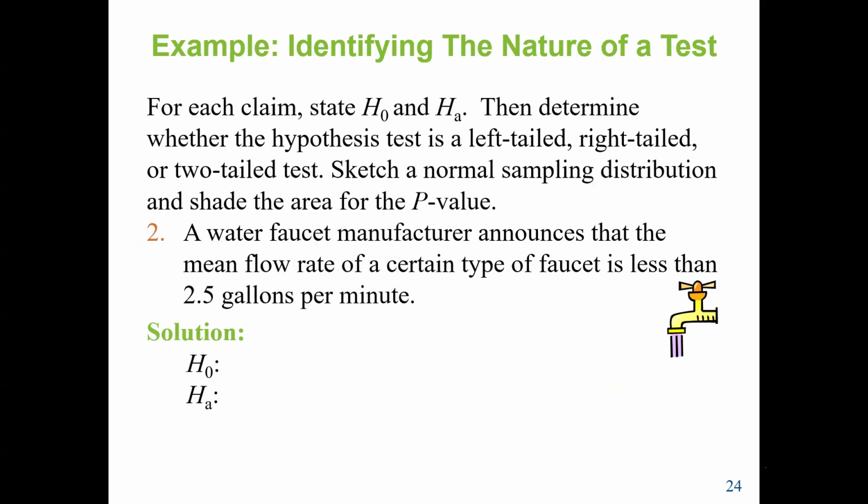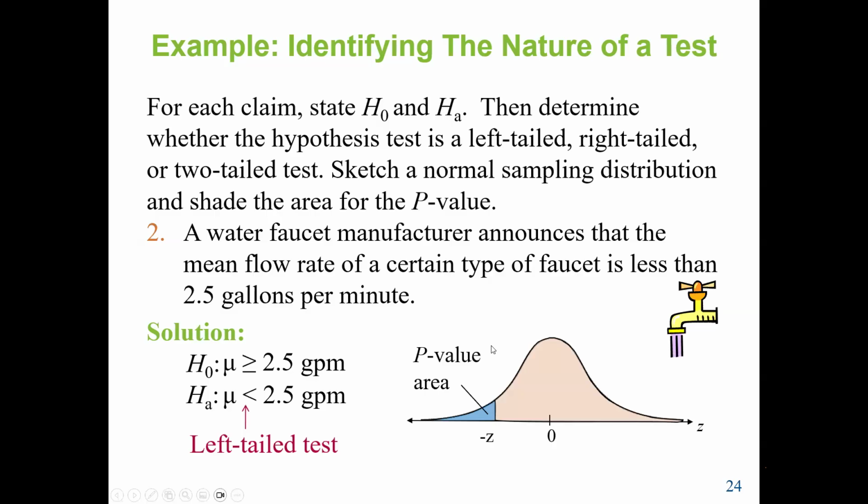Let's see another example, if no question. The next example, they say a water faucet manufacturer announces that the mean flow rate of a certain type of faucet is less than 2.5 gallons. So here the keyword is less, so that will go to the HA. So mu is less than 2.5. Then H0 will be greater than or equal to 2.5. So this is a left tail, and this is what we get. So the blue area again is the rejection of H0.